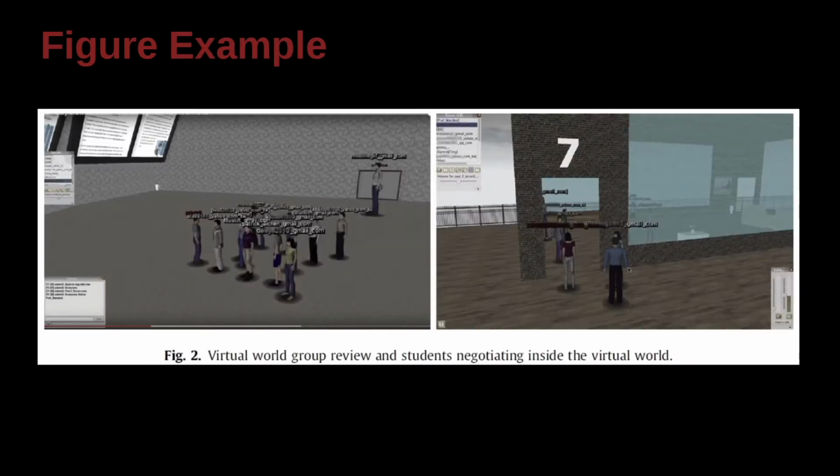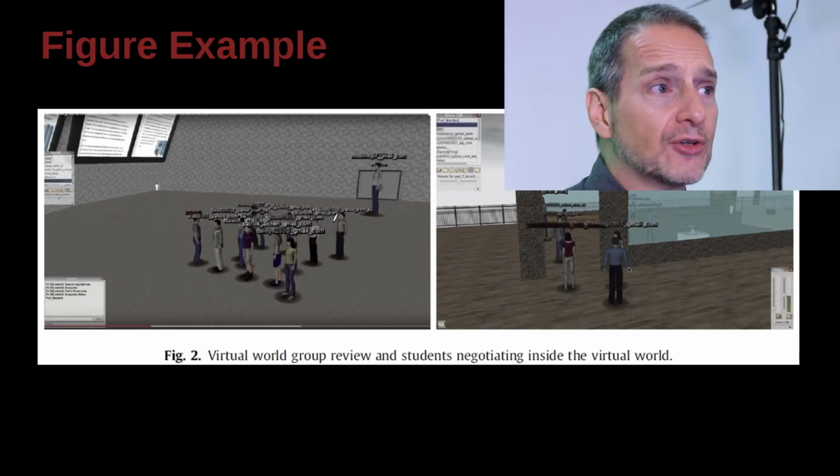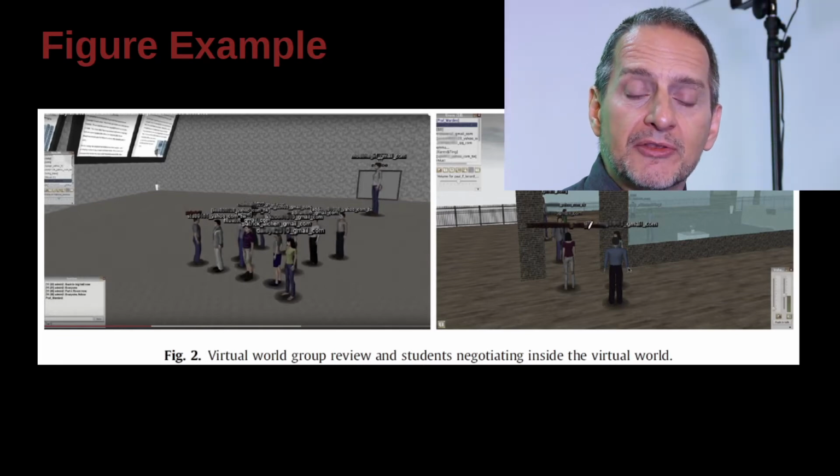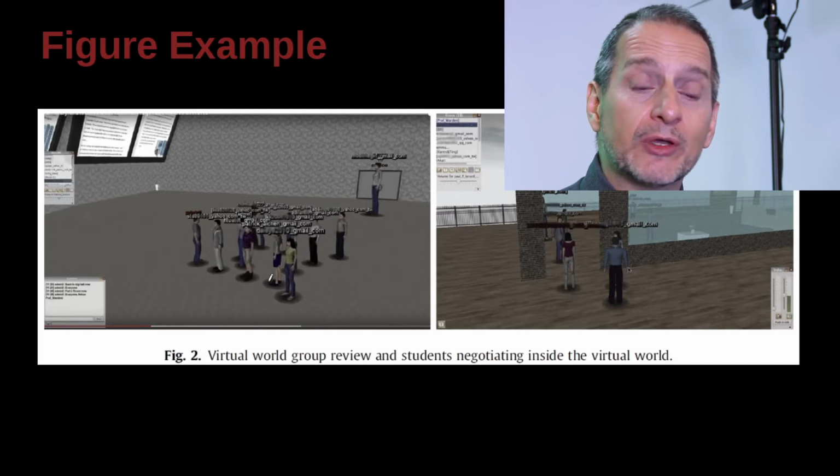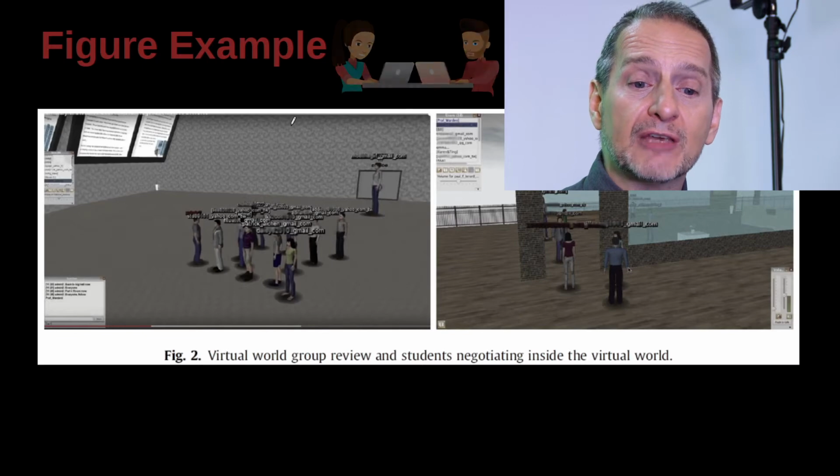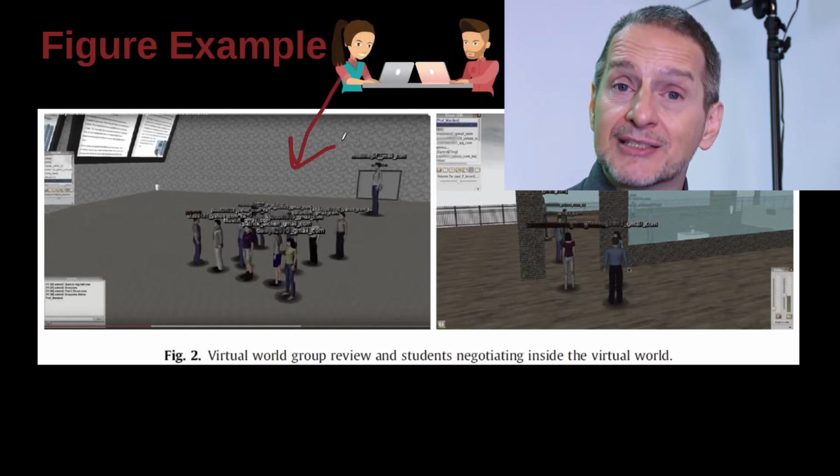Now, here's some examples. I guess the best way to understand figures is just to jump into examples. Now, here is figure 2, virtual world group review and students negotiating inside the virtual world. So it's 2 screen captures from a research project, and you can see the screen capture is of a virtual space where people are, these are their avatars, the virtual people inside the virtual world. So what is so helpful about this picture? Well, this picture in my research helped me to explain what we were doing inside this experiment. We were giving students a chance to have class inside this virtual world.